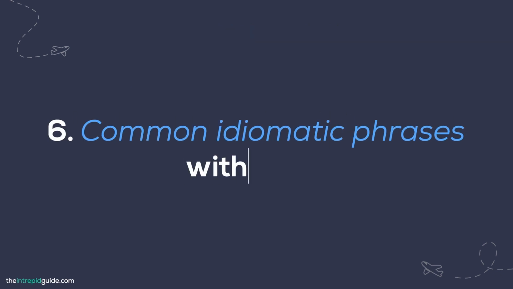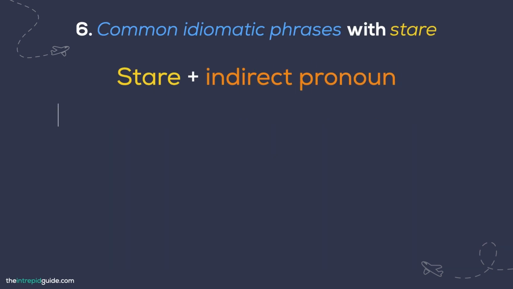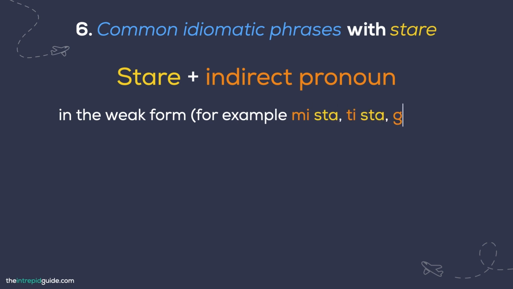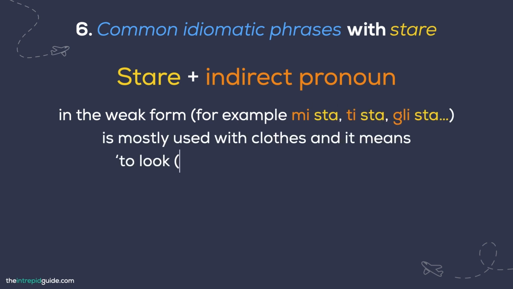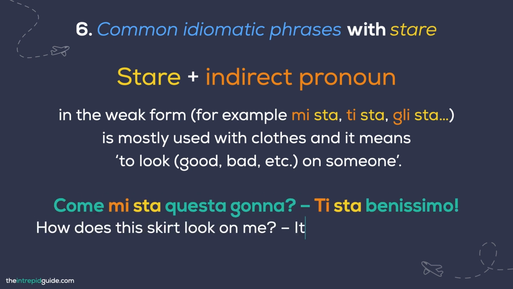Other idiomatic phrases with stare. Stare plus the indirect pronoun in the weak form. For example, Mi sta, ti sta, gli sta. It's mostly used with clothes and it means to look good or to look bad on someone. For example, Come mi sta questa gonna? Ti sta benissimo. How does this skirt look on me? It looks amazing on you.